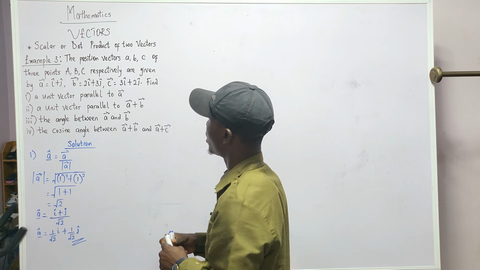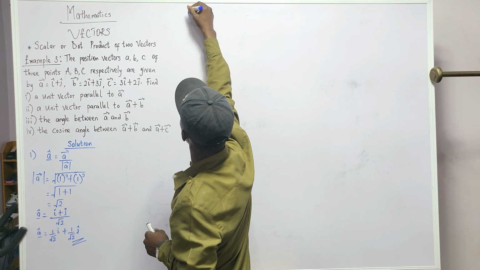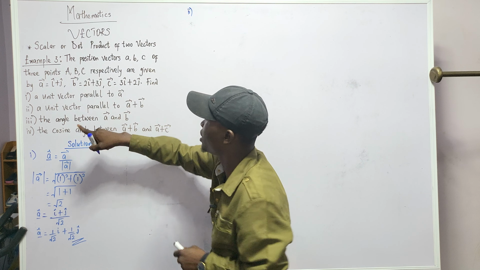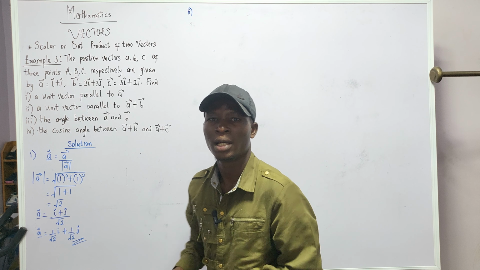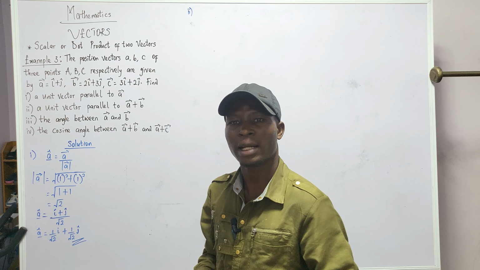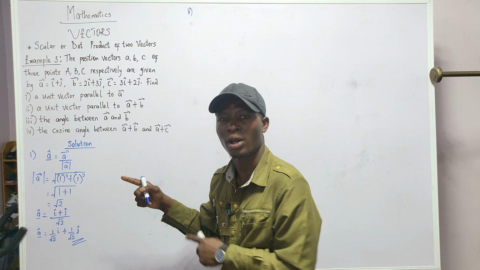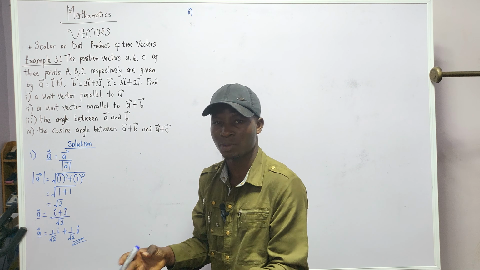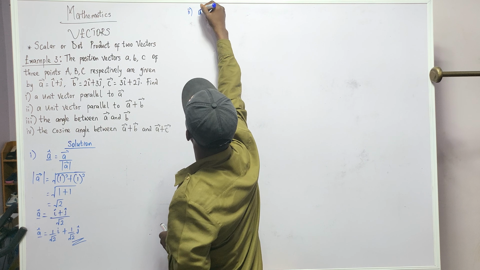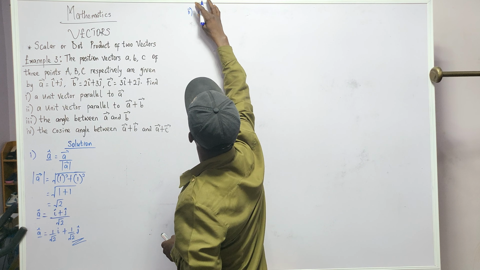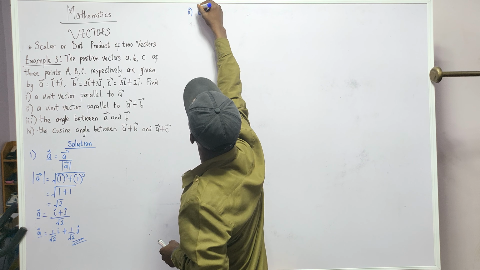So Roman numeral 2 now says, a unit vector parallel to what? A plus B. A unit vector parallel to A plus B. So before we can get a unit vector for A plus B, what do we have to do? Let's first get A plus B.